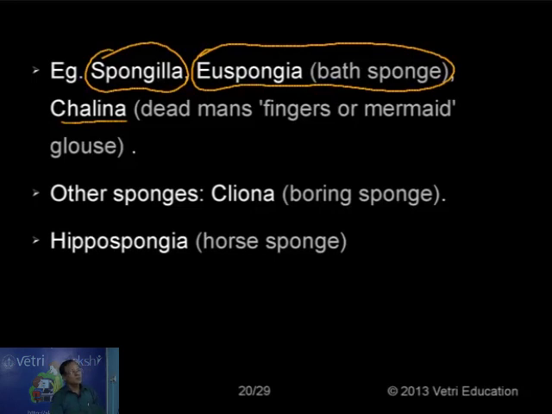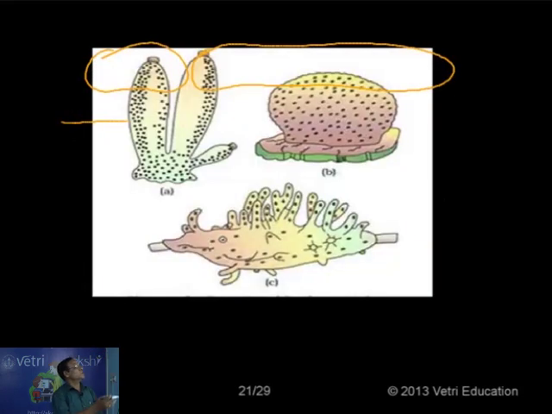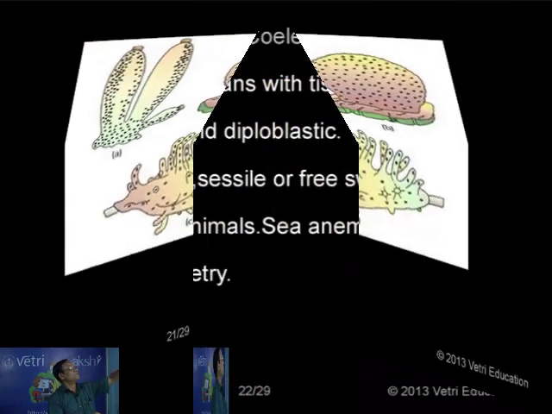Another sponge is Cliona. It is a boring sponge. It causes damage to the pearl oyster, hence affecting the pearl industry. Another one, looking like a horse, Hippospongia, normally called the horse sponge. So these are some of the diagrams. You see the first one, the Sycon, then the bath sponge, and this is the Spongilla. These are some examples of sponges.